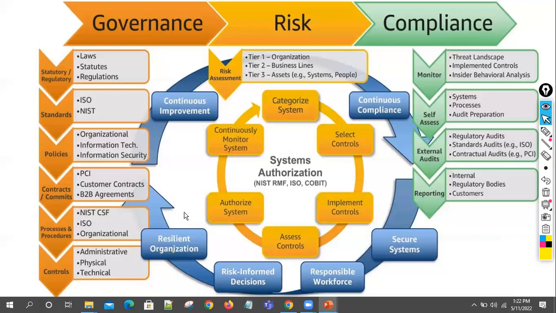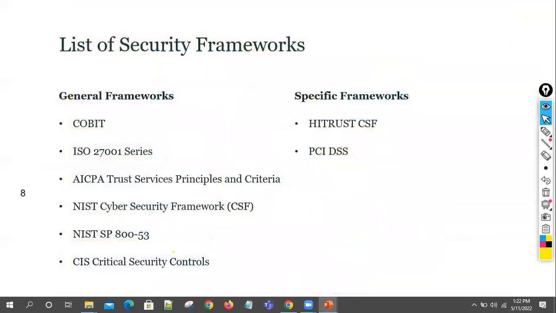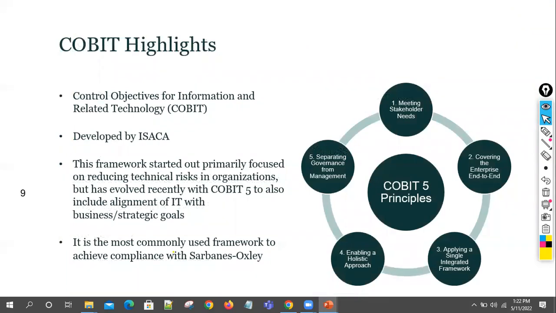This is the overall brief related to the governance, risk, and compliance framework. The security frameworks we have seen earlier also. There are various kinds of security frameworks like COBIT, the ISO 27001 series, the NIST Cybersecurity Framework, critical security controls, PCI DSS and HITRUST. Now let's go one by one. We'll try to have a glimpse of these frameworks, what they actually say, and how to implement them in the organization.